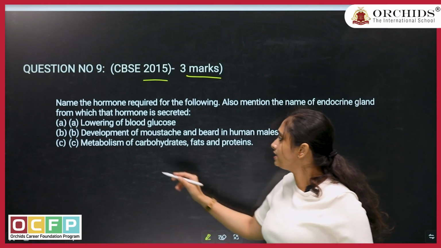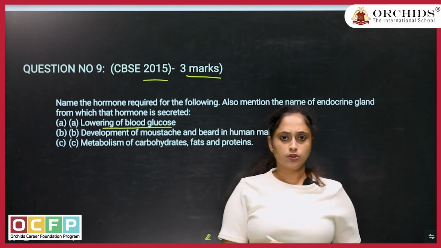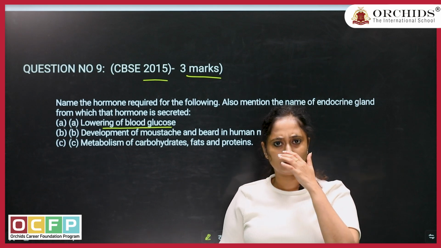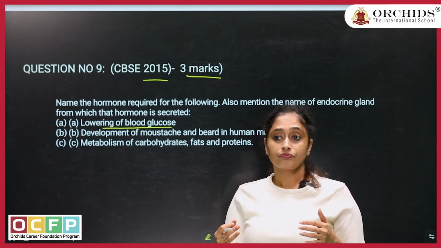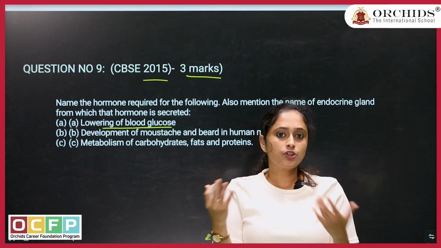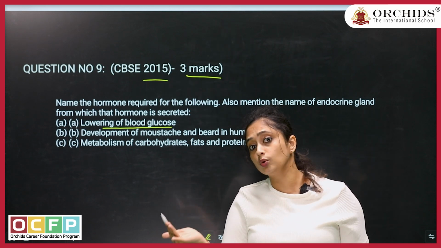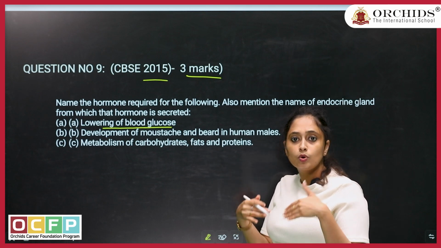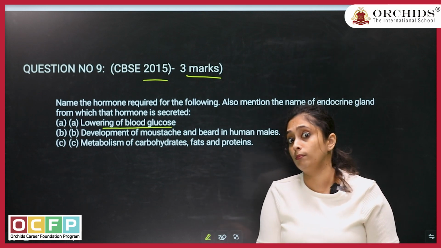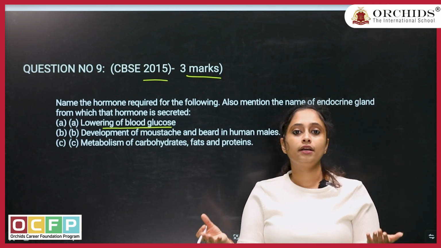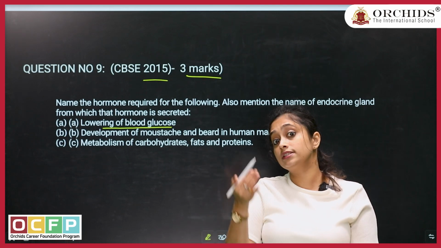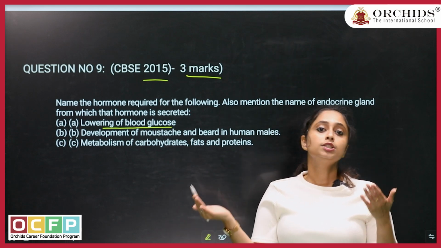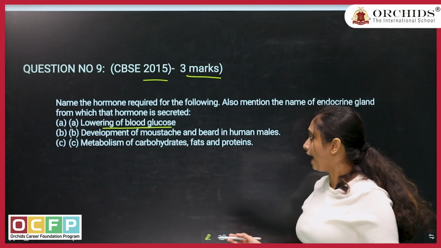So the first question is lowering of blood glucose. Which hormone is lowering the blood glucose? That means which hormone is responsible to maintain the glucose level in your body. If the glucose increases in your body, what problem will come? So who will maintain the glucose level, which hormone, and that hormone is released from which endocrine gland. This is how you need to write the answer.